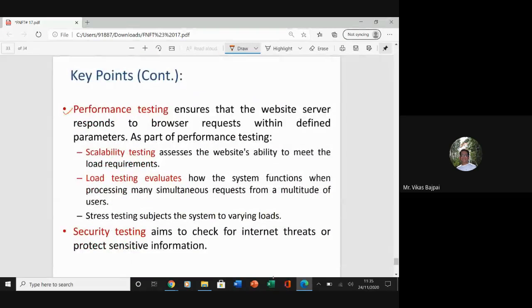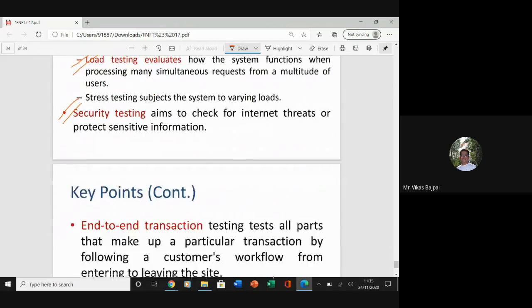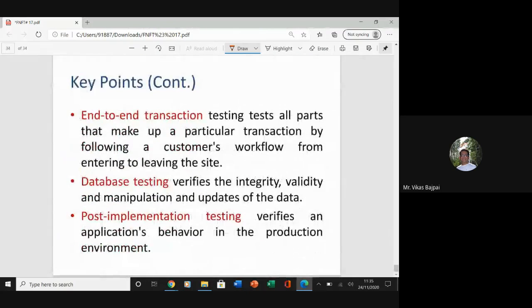Then we have performance testing, where we talked about scalability and load testing. And the last one is your security testing. Then we have end-to-end transaction testing, right from the first unit of behavior to the last one. Then we have the database testing and your post-implementation testing, the last one, where we verify the application's behavior in the production environment.